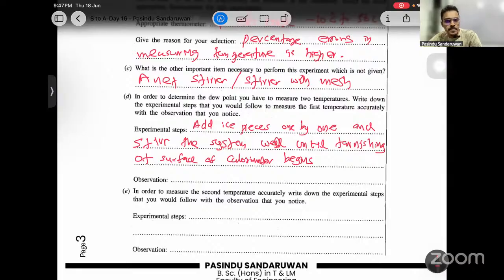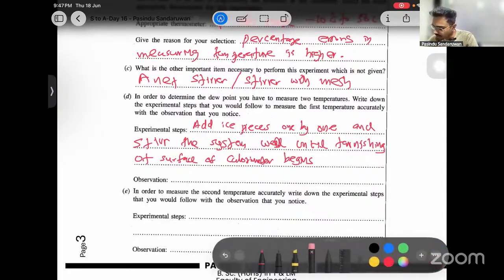Then follow the steps to measure the temperature, right? Then we have to take the measurement at this point. The steps and the observation are asked for separately, so the observation should be written separately.